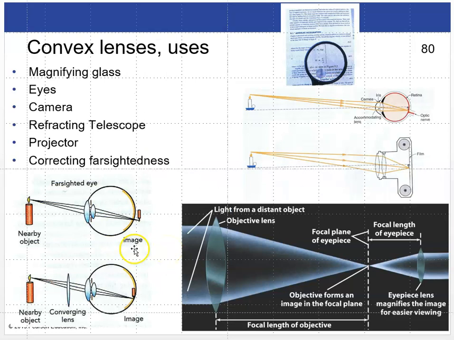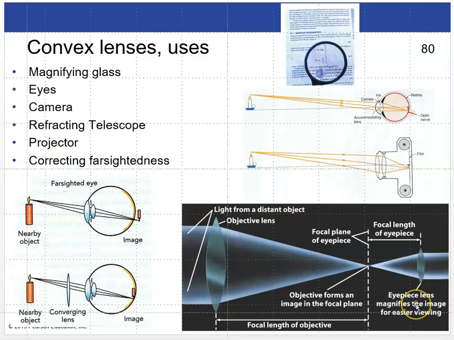Now, there are lots of uses for convex lenses. Magnifying glasses, I mentioned before, your eyes have two convex lenses, your cornea and your lens. Cameras often have more than one lens. Refracting telescopes, here's a lens and another lens. Okay, so this is the objective lens. That's the one that's closest to the object. And this is the focal length of the objective. Here's the eyepiece lens. That's the one you look through with your eye. Here's the focal length of the eyepiece. And you can see they're both convex lenses.